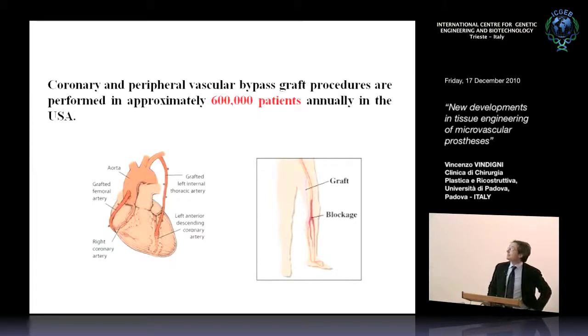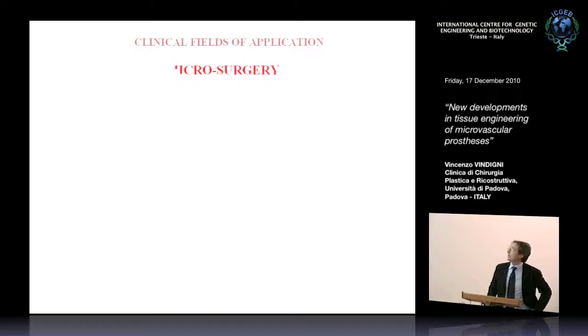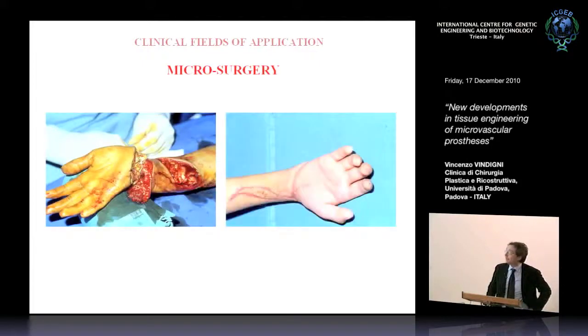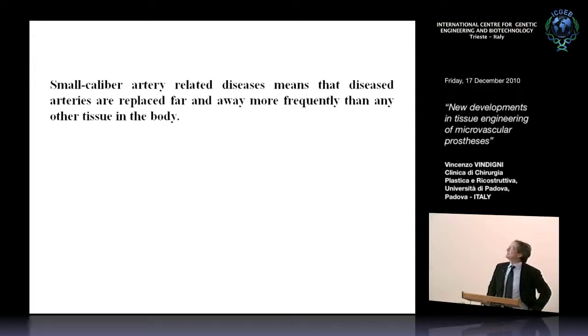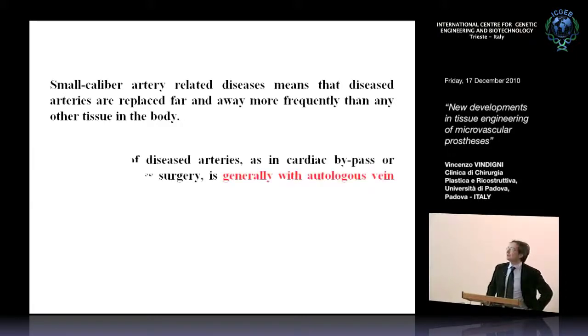Coronary and peripheral vascular bypass grafts are performed in approximately 6,000 patients. And so there is a very important economical and social impact of this type of prosthesis. Another field, and this is my field of application, is microsurgery, in particular when you must reconstruct after an important or severe trauma of the upper arm. This type of surgery is very frequent and you have a big request.